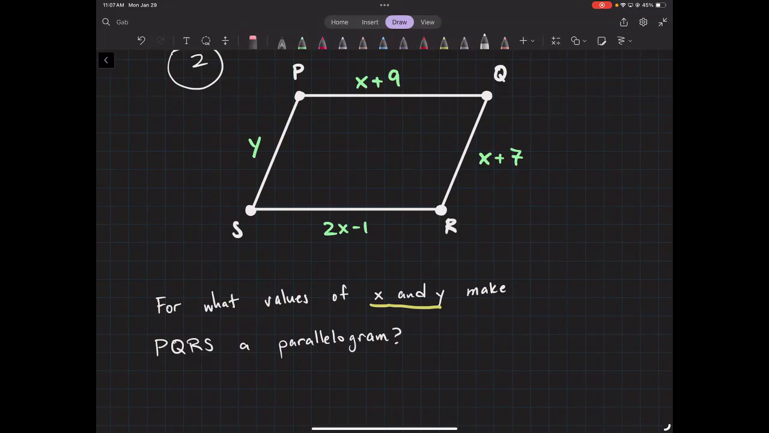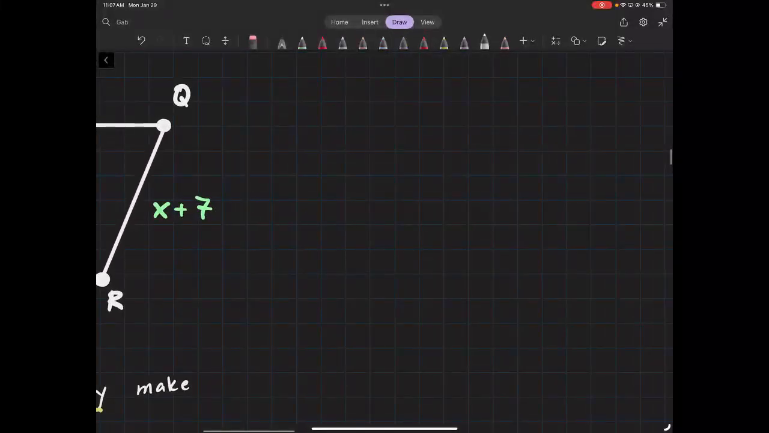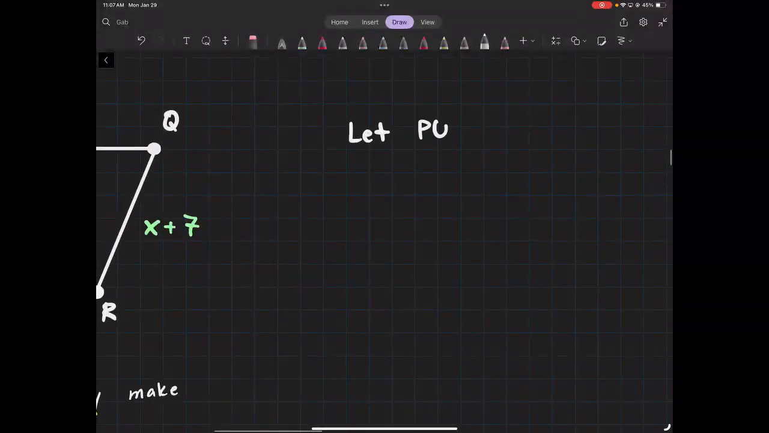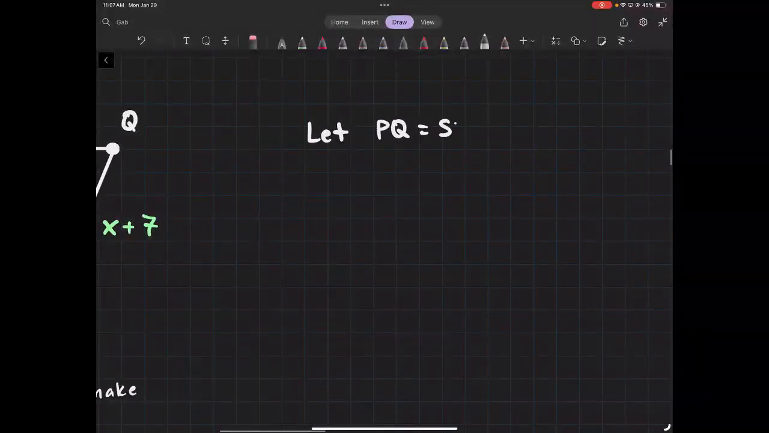Okay? So this is how I want you guys to do your homework. So you're gonna say let, because you don't know it yet, right? You need to show it, so you gotta say let PQ equal SR. Okay, you're letting them, yeah?